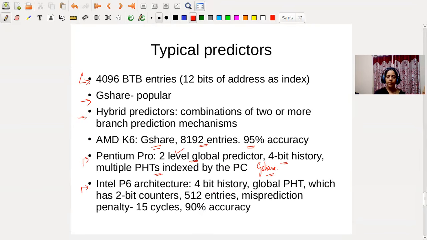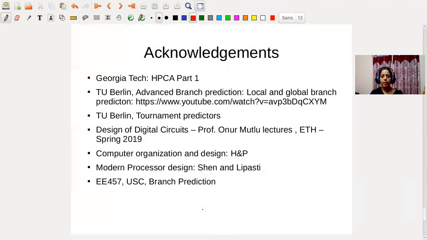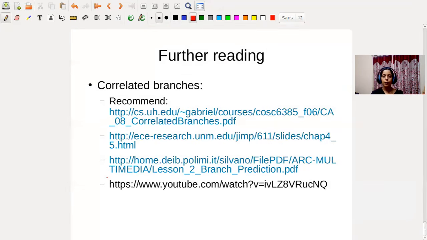Then you have the Intel P6 architecture, which uses a 4-bit history, global PHT. It uses 2-bit counters, 512 entries in the BTB, and the misprediction penalty is 15 cycles. So it means that this has probably a 20-stage pipeline, and the accuracy reported is about 90%. So that completes the topic on branch prediction. I've taken several contents from all of this and duly acknowledge it. If you want to read more about correlated branches, there are some references here which you could use.